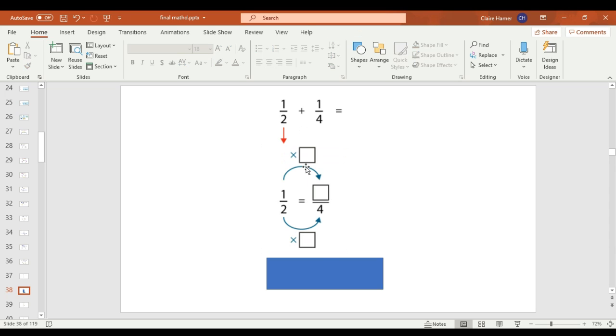Okay. So a half is equal to 2/4. So you multiply the denominator and numerator by 2. And then the final answer is 3/4. What's that as a decimal? 3/4 is 0.75.